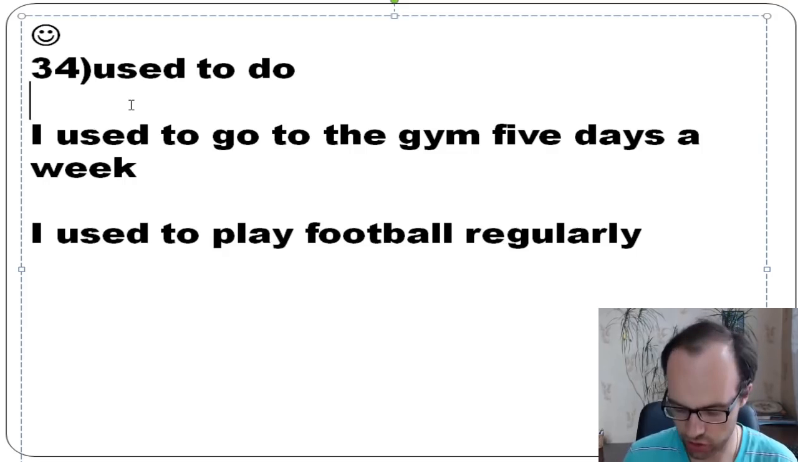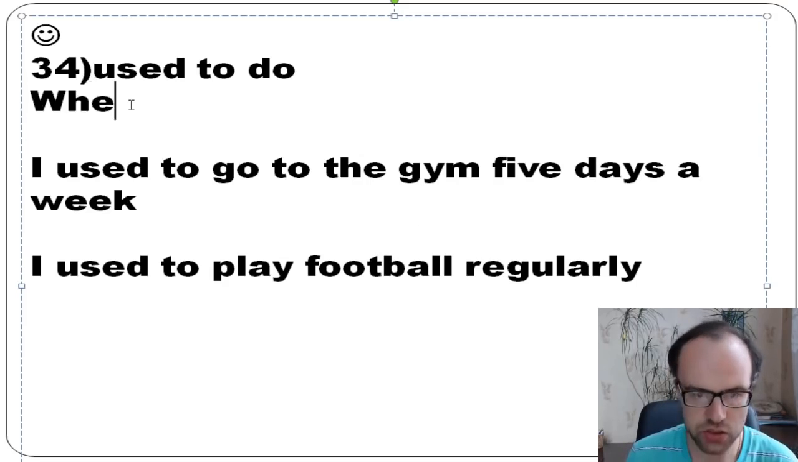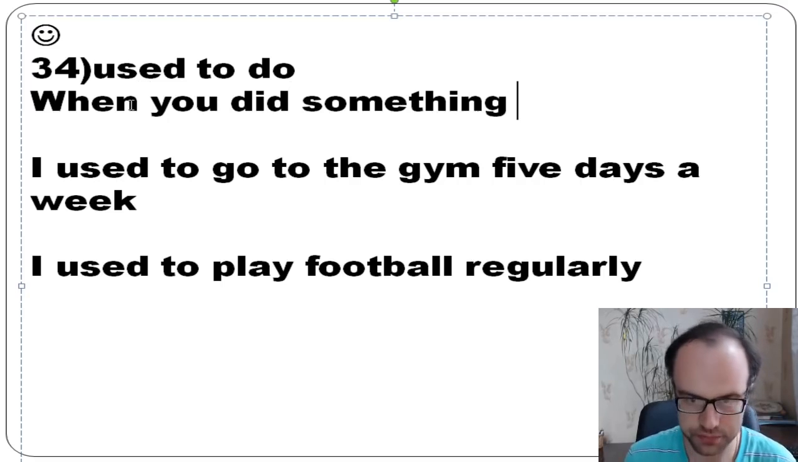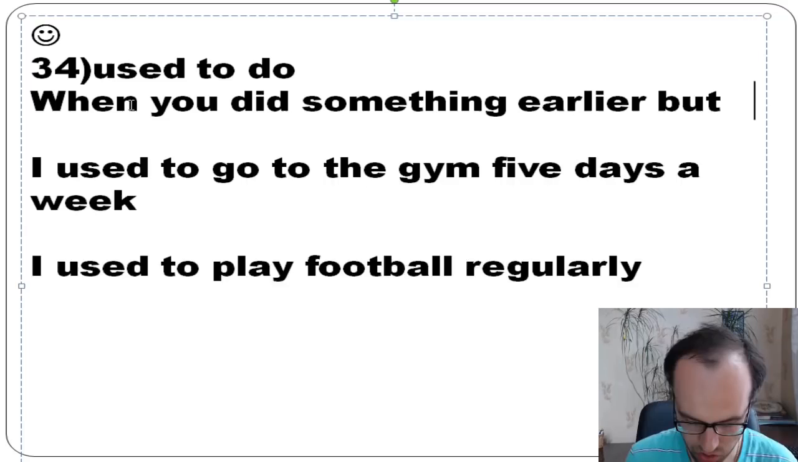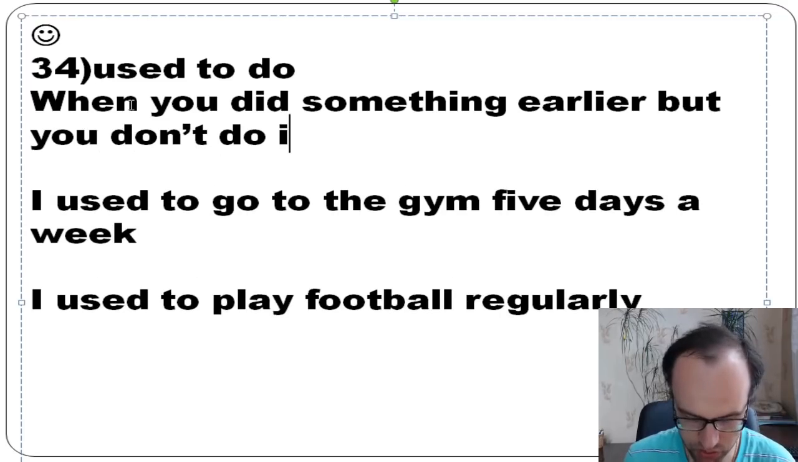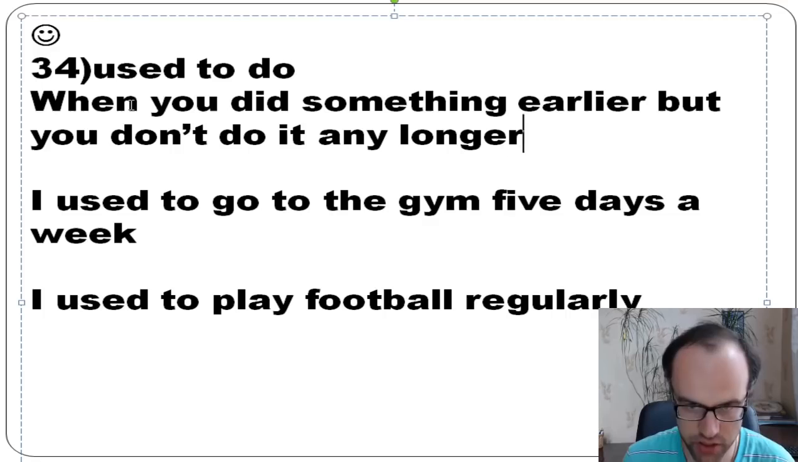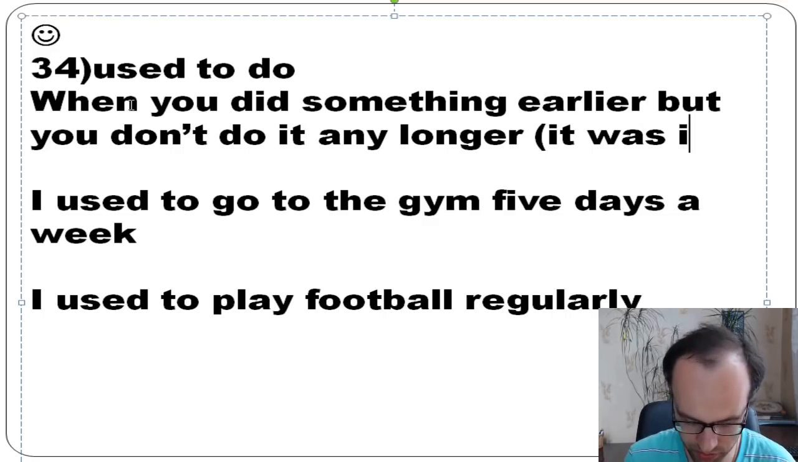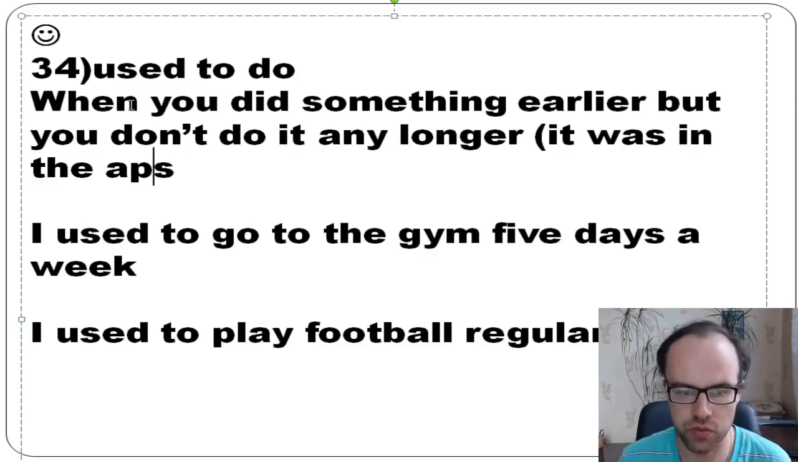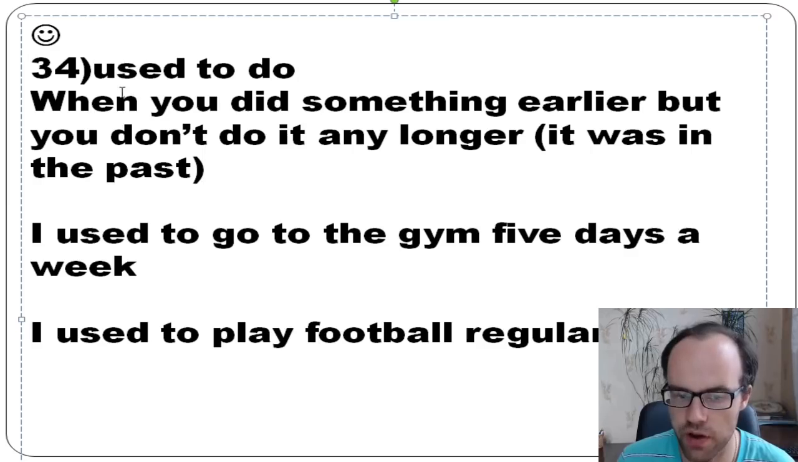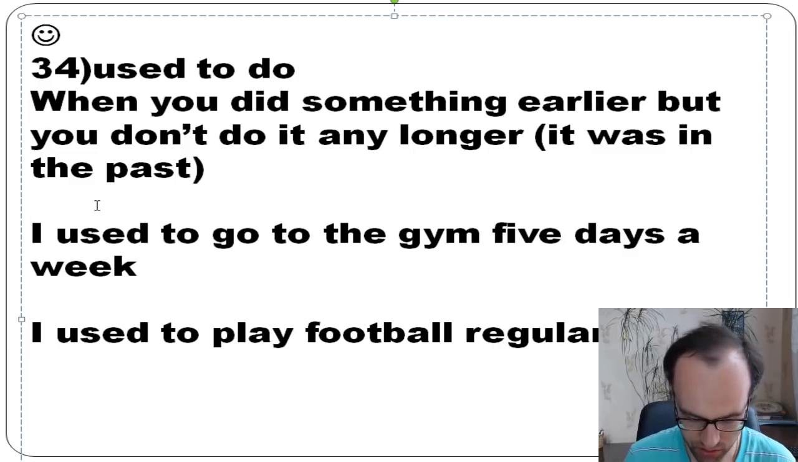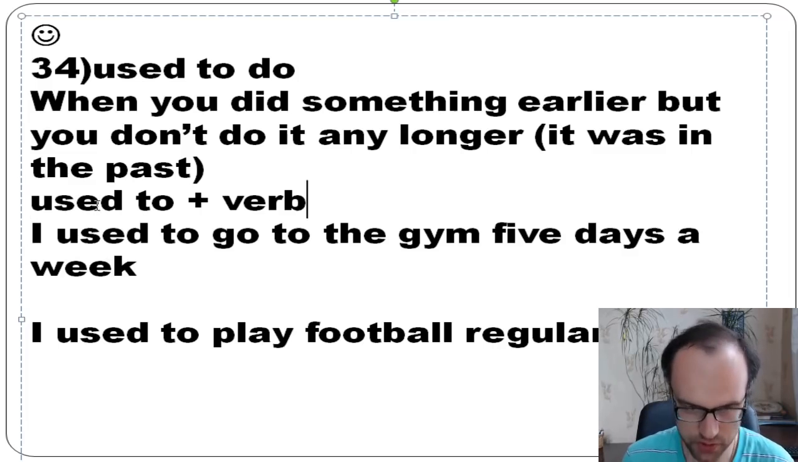Next, used to do. So when do we use the structure? When you did something earlier, but you don't do it any longer. So it was in the past, okay? So look, I used to go to the gym 5 days a week. Used to plus verb, okay?